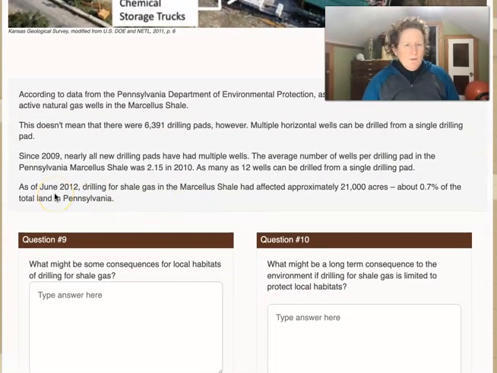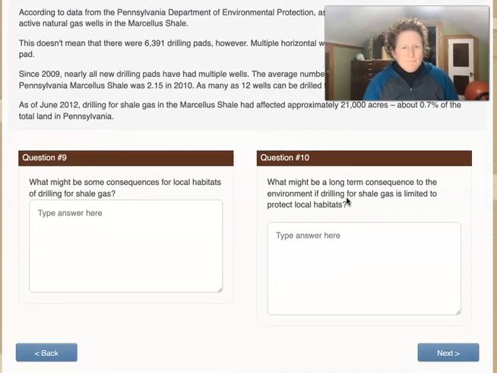As of June 2012, drilling for shale gas in the Marcellus shale has affected approximately 21,000 acres. That'd be about my neighborhood. About 0.7% of the total land in Pennsylvania.